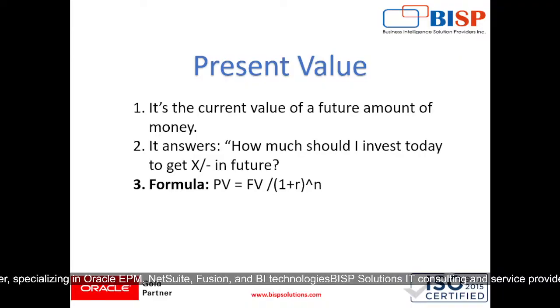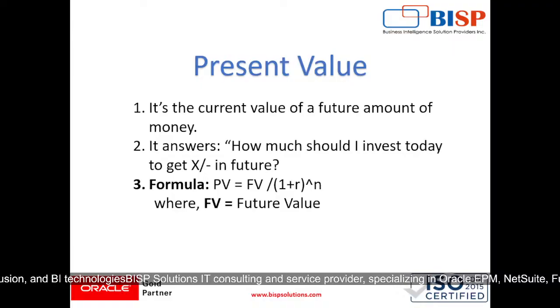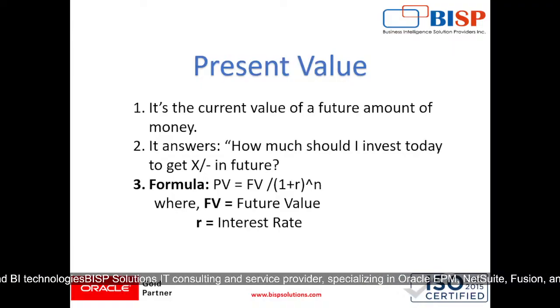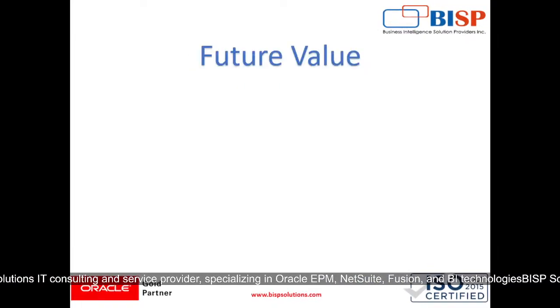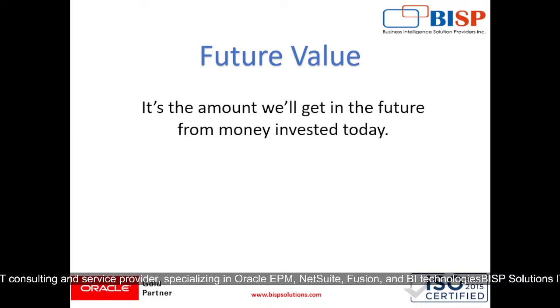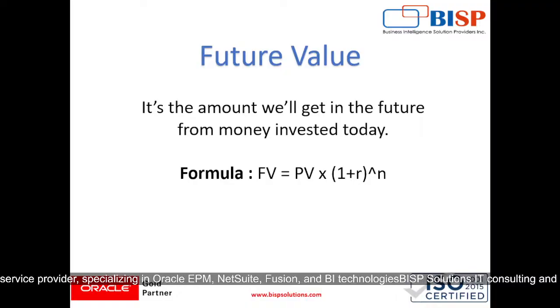So the formula is PV, which is present value, equals FV, future value, divided by 1 plus R to the power n. So where FV is our future value, R is our interest rate, and n is our number of periods. Next comes our future value, which is the amount we will get in the future from money invested today. So the formula says FV equals PV into 1 plus R to the power n.